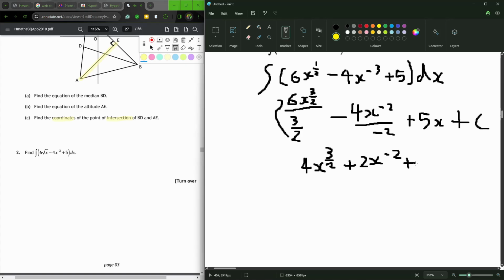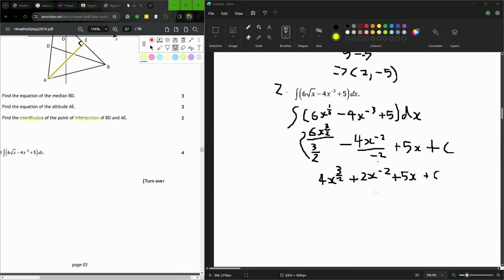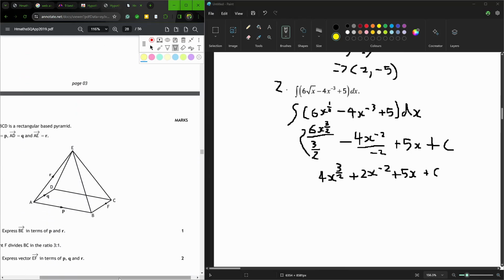And then we don't need to do anything with 5x. And remember your plus c. Fantastic. So that should be it. All done. Yeah. So that's an easy, however many marks? 4 marks for 4 lines of working. I consider that a decent deal.